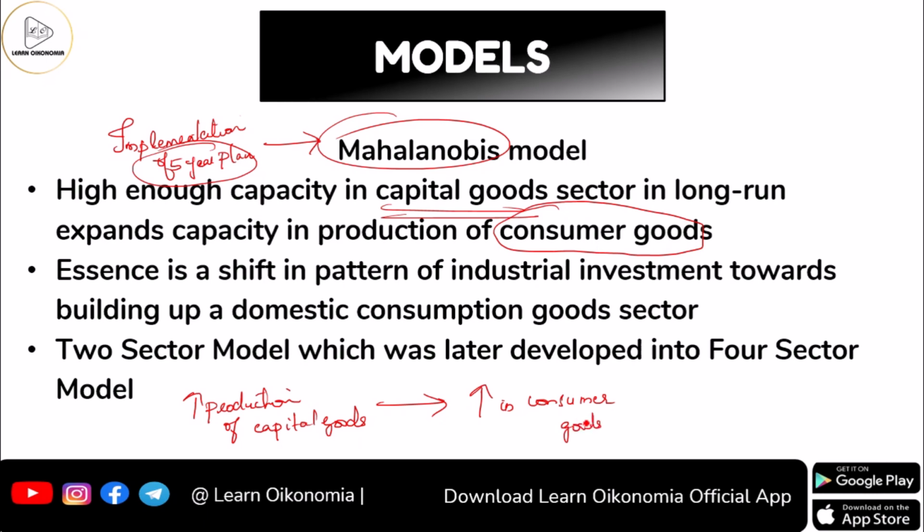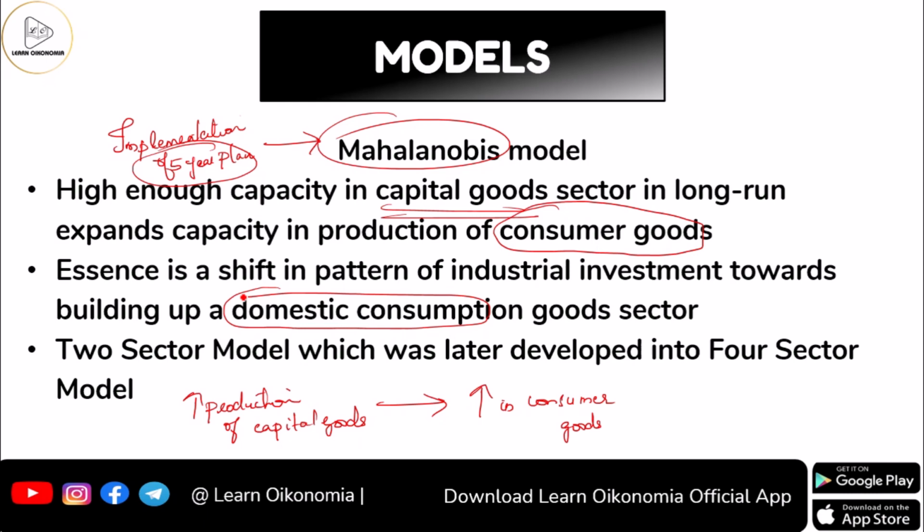Okay, so the basic essence of this particular model is that there is a shift in the pattern of industrial investment towards domestic consumption. And why do you need consumption? Because we do have different needs and wants, and that could be satisfied even by using domestically produced goods, and for the very same reason we can rely on domestic consumption, and that is why industrial investment towards building up of a highly based domestic consumption sector came into being.